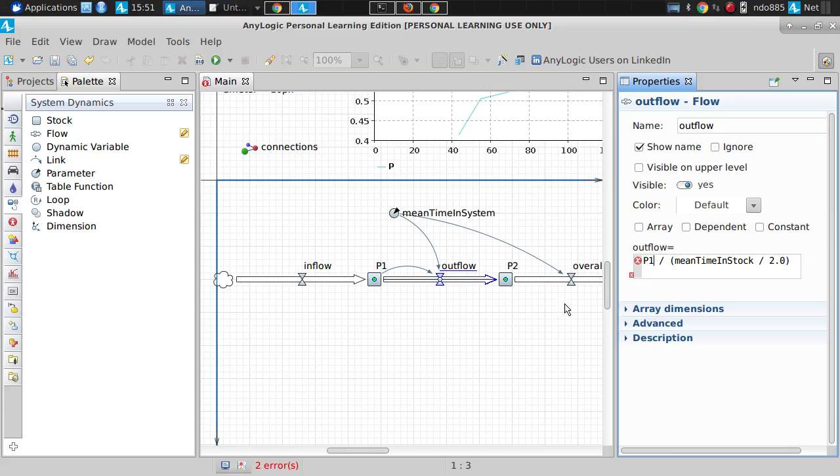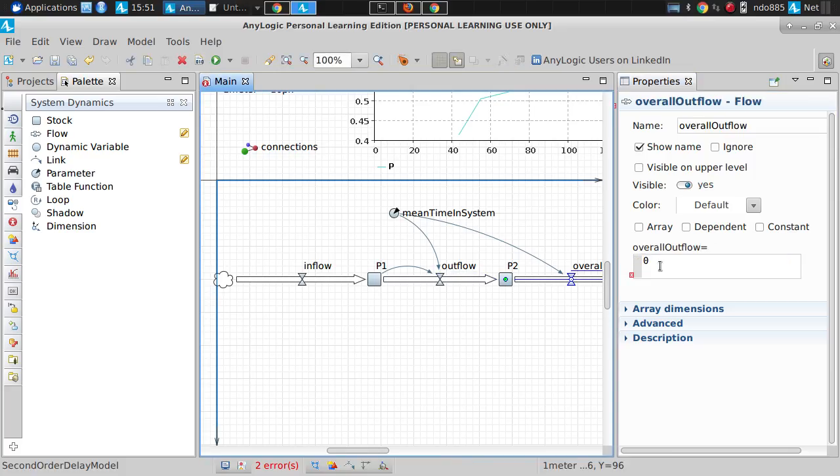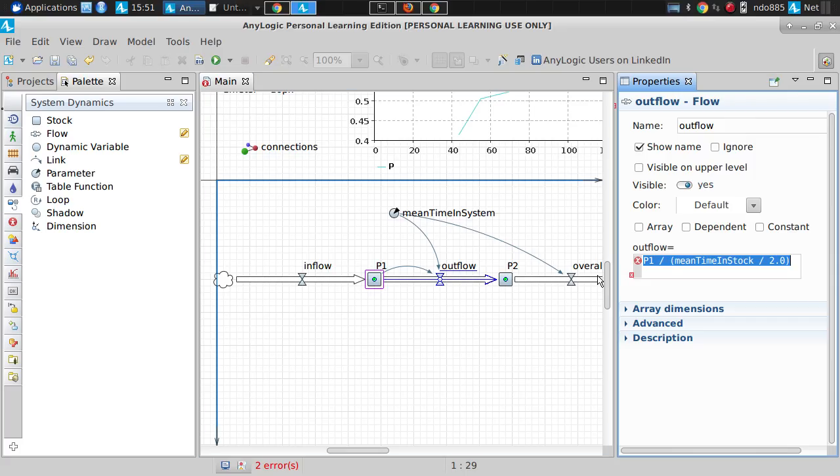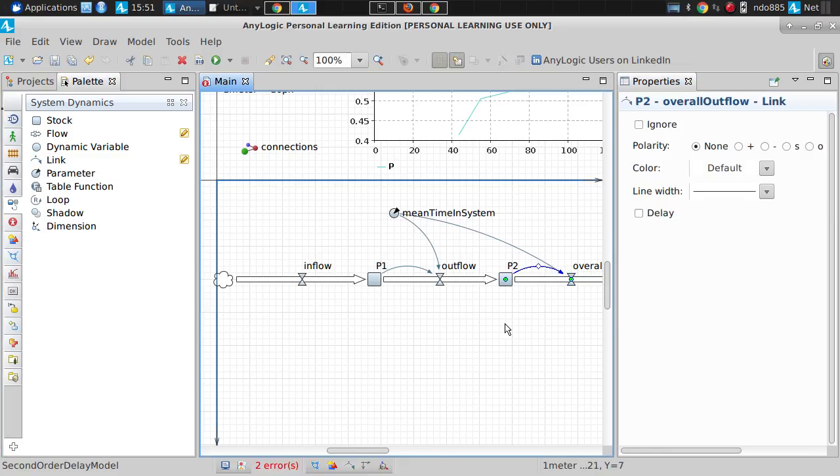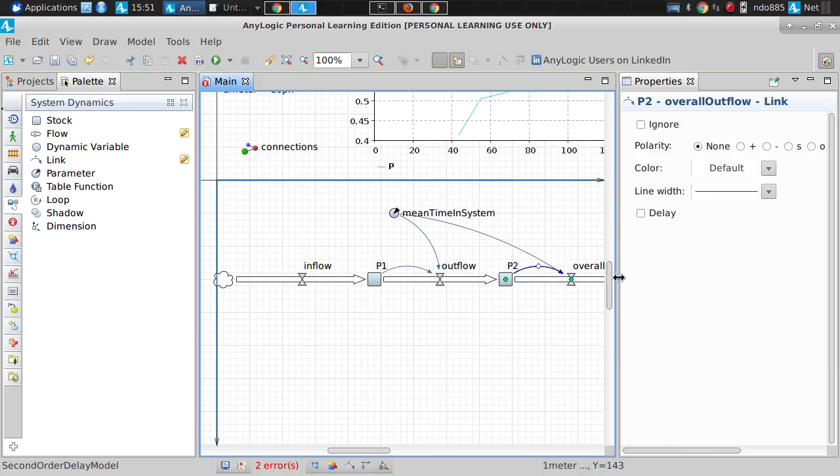And then for the overall outflow, ladies and gentlemen, we're going to use that same formula but change it to P2 instead of P1. Okay? So the overall outflow here is P2 divided by the mean time in stock. What I've basically done here, ladies and gentlemen, is we need to have a link here like this from P2 to overall outflow because it depends on it.